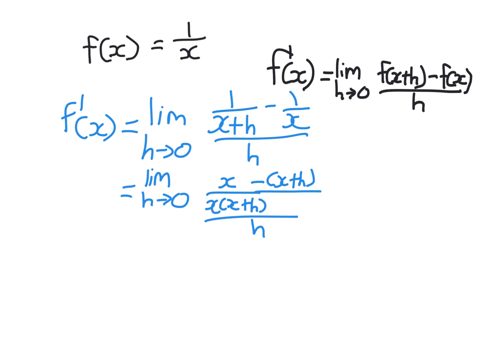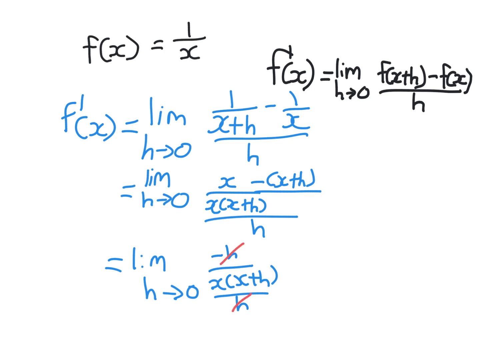But what happens is I can simplify this top here. x minus x is 0. I'm just left with negative h on top, and then I have the rest. So here I have h on the top and the bottom. They can actually cancel out. So I'm actually left with just minus 1 on the top.